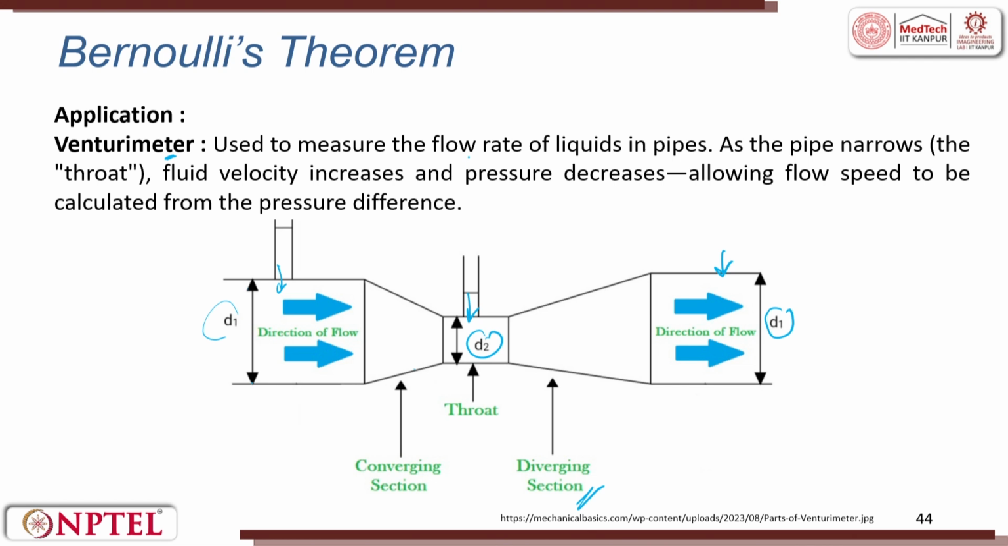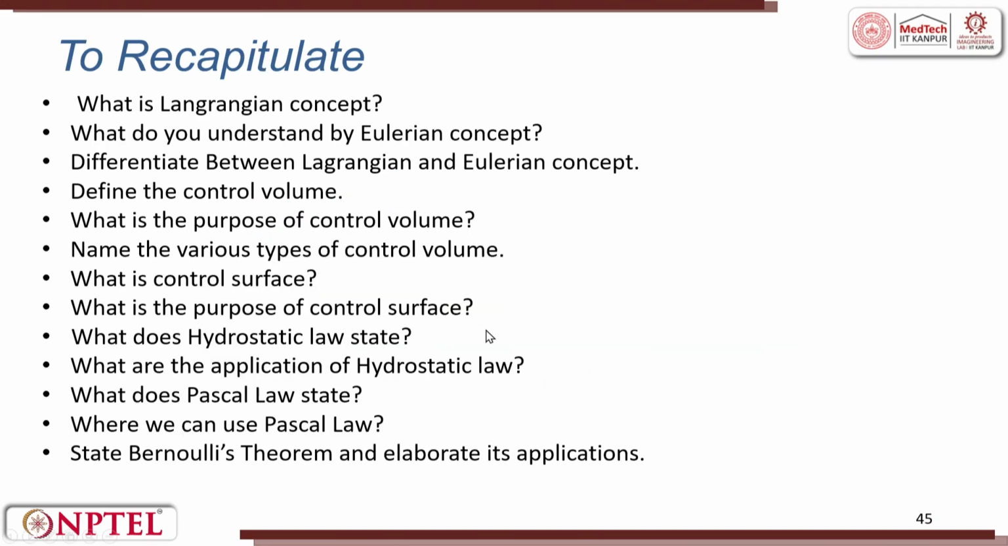This is used to measure the flow rate of a liquid in pipes. Suppose you want to do this, you can also create bubbles. These bubbles are used for cavitation and for cleaning. As the pipe narrows, the fluid velocity increases and the pressure decreases, which allows flow speed to be calculated from the different pressures. So if you want to calculate the pressure here and here, it is possible by using the Venturi meter.